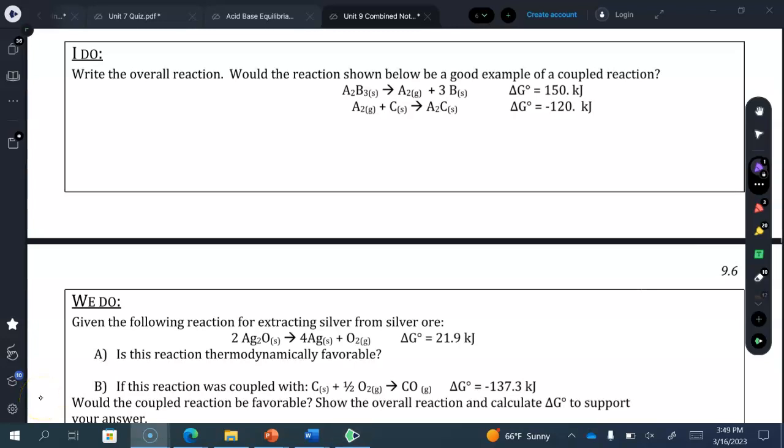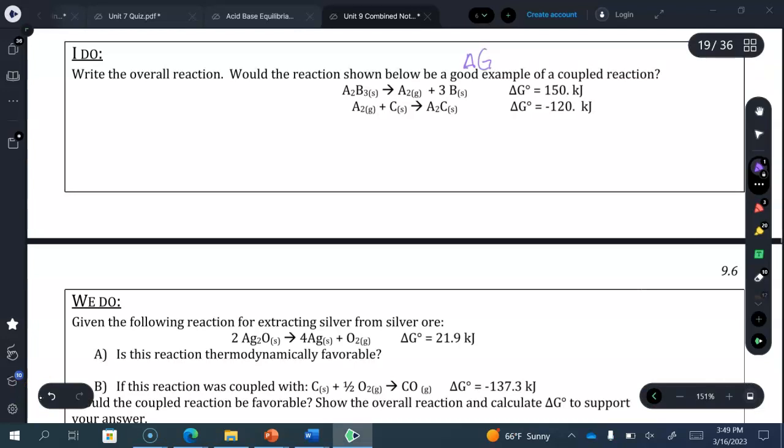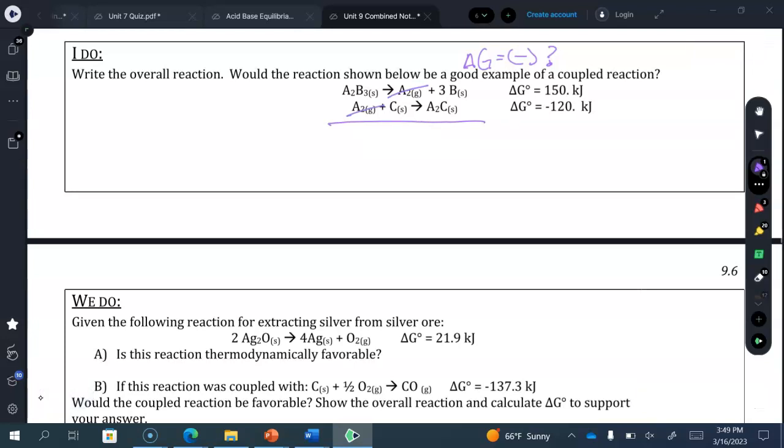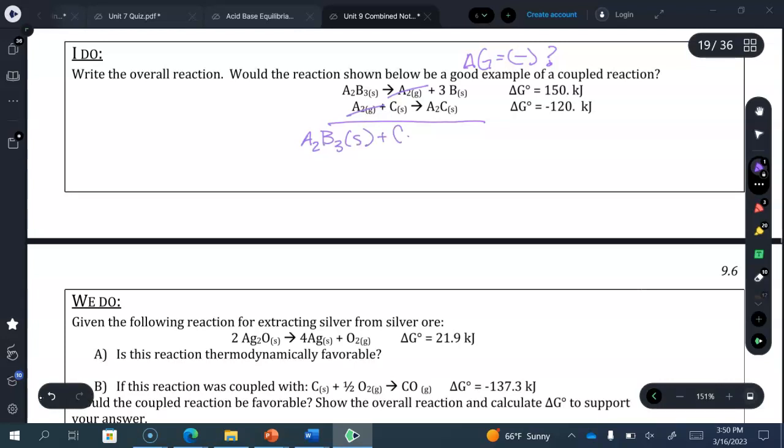So by good example, they mean, is our delta G going to be negative? Right, because we would only want to couple a reaction to make it favorable. So what is our overall reaction? Okay, so we're going to cancel out our intermediates. This is similar to other processes where we're looking at the sum of reactions, except we don't have to multiply anything. So A2B3 plus C solid yields A2C solid plus 3B solid.